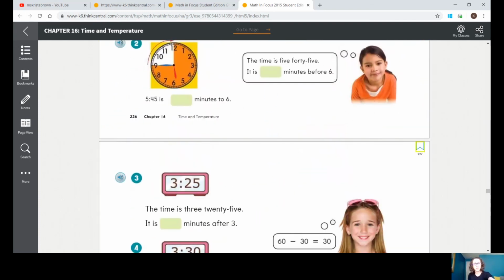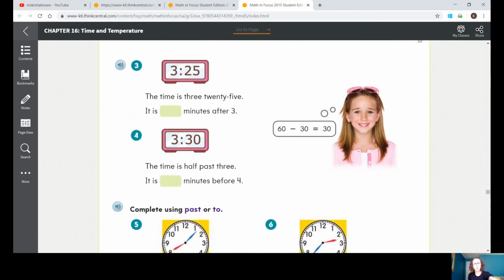Ooh. Sorry, my screen keeps jumping. I don't know if it's jumping on your end, but there you go.